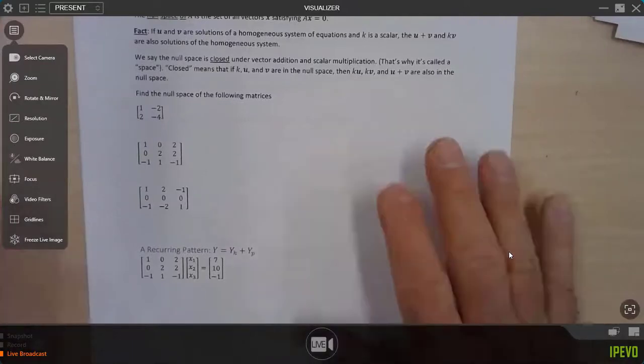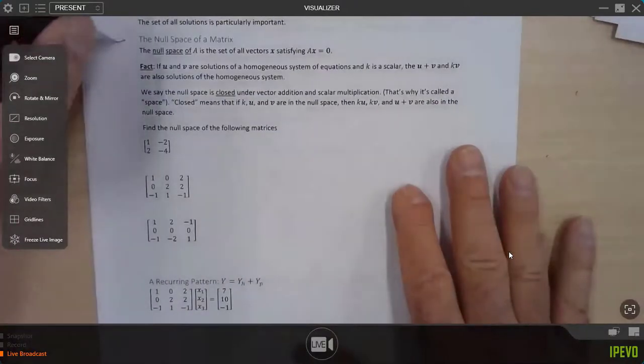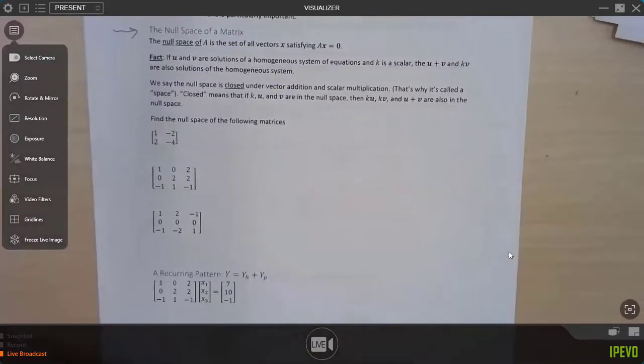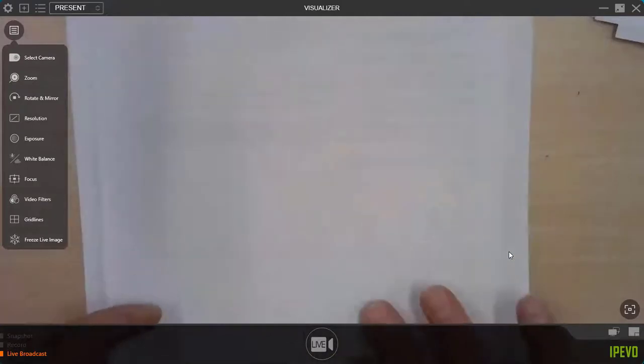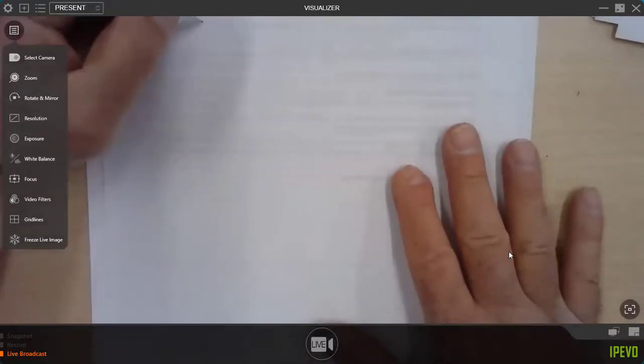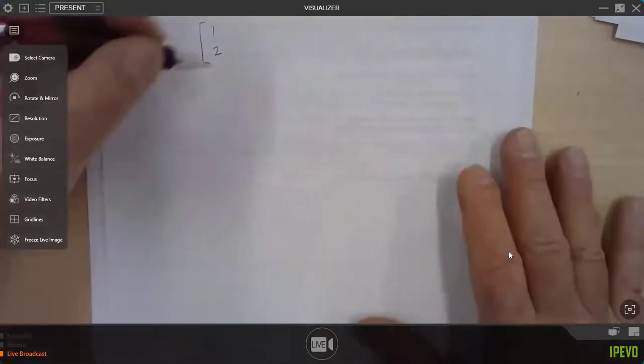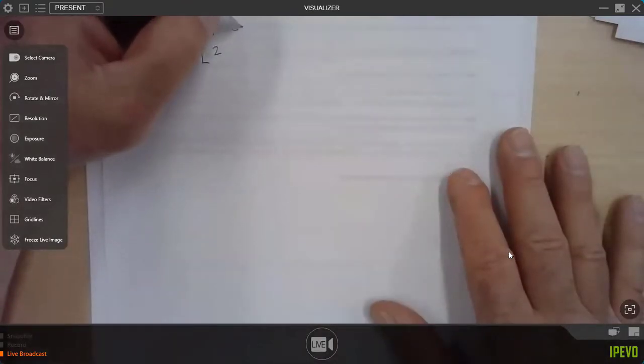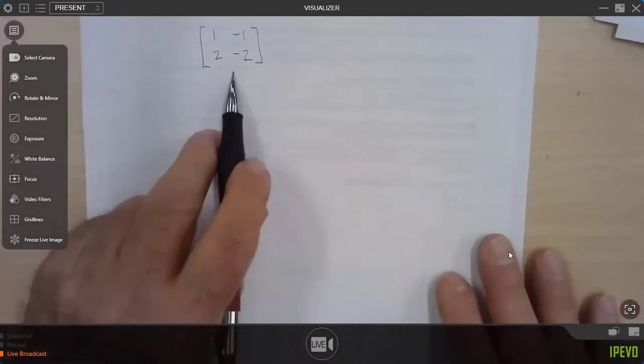Okay, finally, we get to the null space of a matrix. Let me just flip over and do it by example first. Let's pick a non-zero matrix. Of course, it could be a zero matrix too, but how about this? This is my matrix A.